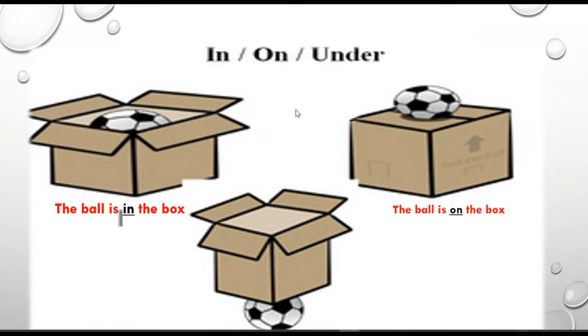Now, use your hands with me. Clap your hands one time for in, two times for on, and three times for under. In, on, under. Okay? If you want to do it again, do it with me. In, on, under. Okay, so the ball is in the box. The ball is on the box. The ball is under the box.